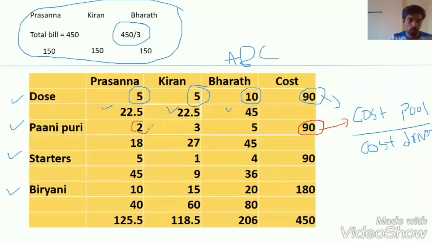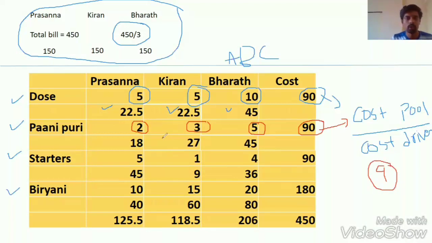See here I ate 2 puris, Kiran ate 3 puris, Bharat ate 5 puris. So find the total, 2 plus 3 plus 5, 10 puris, right? So 10 puris are nothing but cost driver here. So cost pool is 90, cost drivers are 10. So 90 divided by 10 is 9 rupees. So this 9 is called as cost rate.